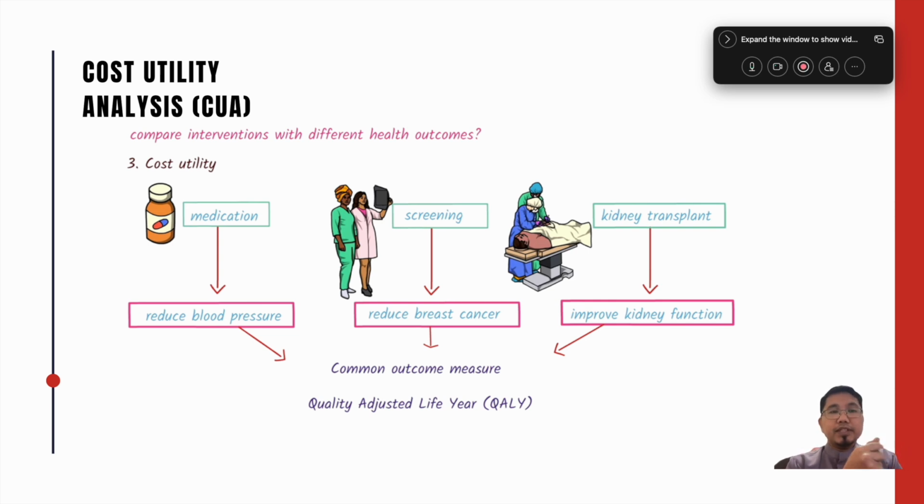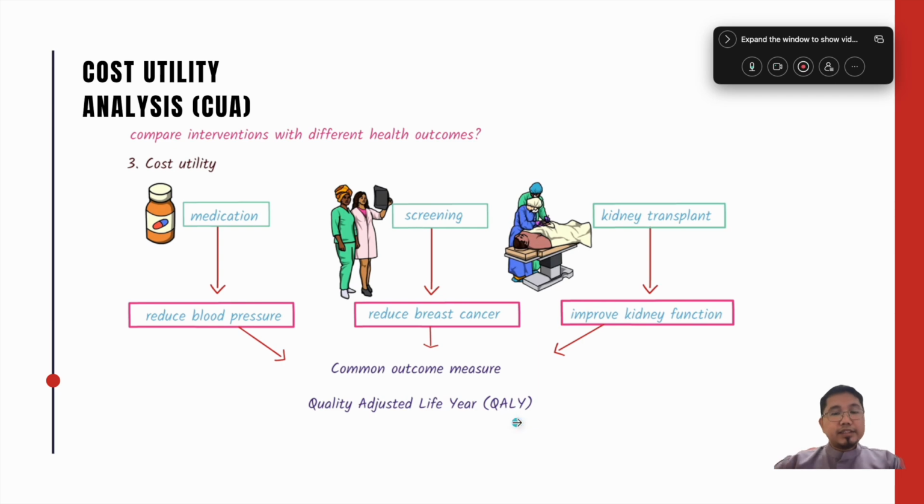Why is this utility very important? Somehow we have too many interventions in our setting. So how do we compare interventions with different health outcomes, like here? Medication for blood pressure will reduce the blood pressure. The screening for breast cancer will reduce the breast cancer incidence. The kidney transplant will improve the kidney function. But how to compare these three interventions? So we need a common outcome measure, which is the quality adjusted life years.